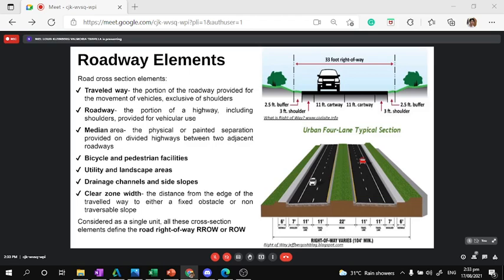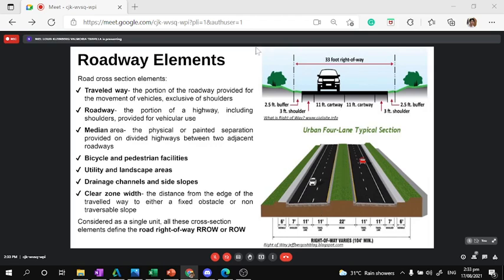So 1, 2, 3, 4. A 4-lane, two-way road. Okay? There is a big median in the middle. The median has no use, because it is a greenery area, so it is more like a planter's box island. And then on the side is the shoulder, okay? And after the shoulder is the covered drainage area, and then the slope area for your vegetation on the right side as well as on the left side.